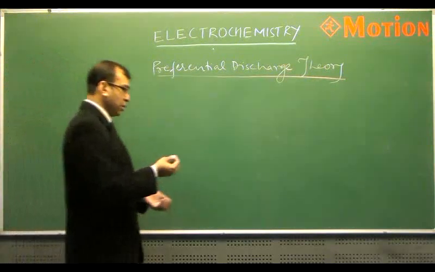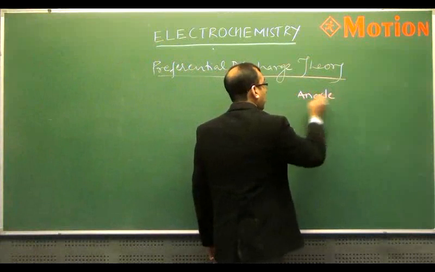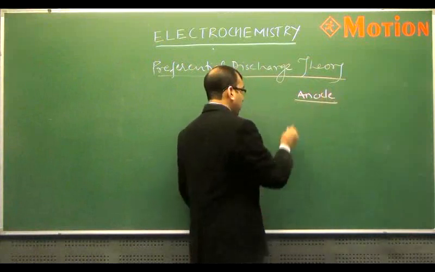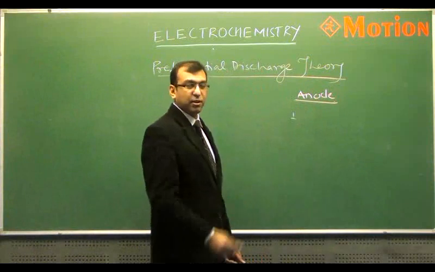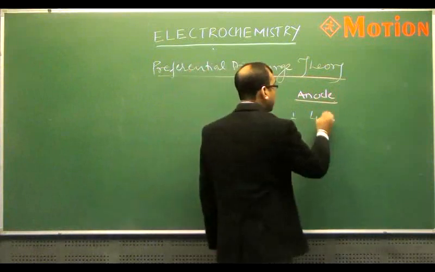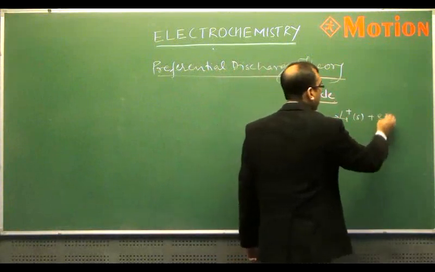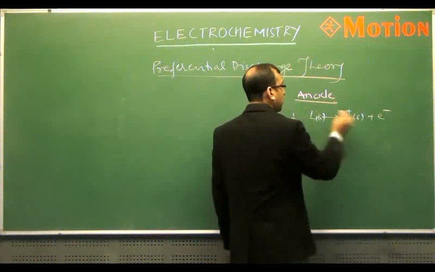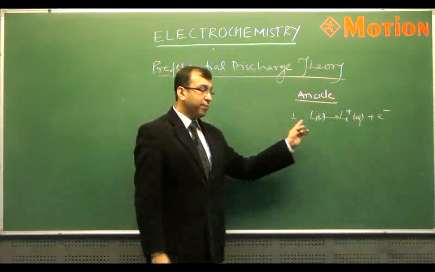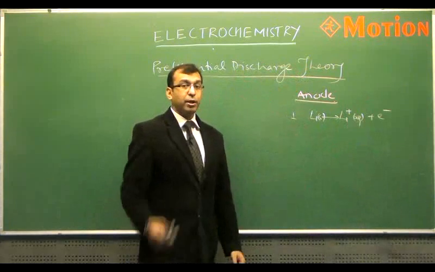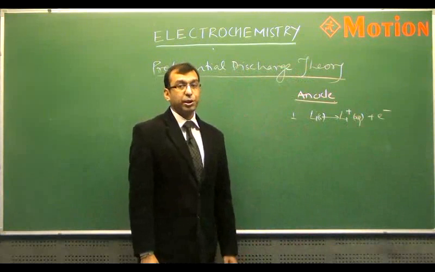So, talking about the anode, number one for oxidation is lithium. Lithium has the highest tendency for oxidation. Lithium solid goes to lithium plus aqueous plus electron. No species can beat lithium in the entire periodic table when it comes to oxidation. Lithium has the highest tendency for oxidation.